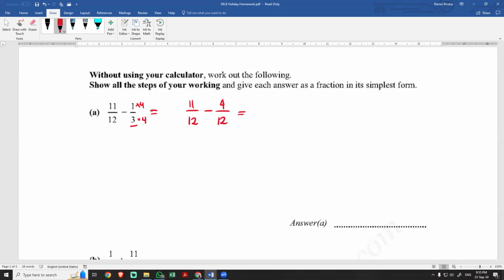So the rule of fractions, when the denominators are the same, just simply add or subtract. So that will become 7 over 12. So that will be the case of this one here. So 7 over 12 is your final answer on this question. So that's it. That's how simple it is.